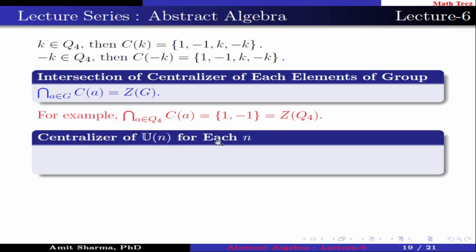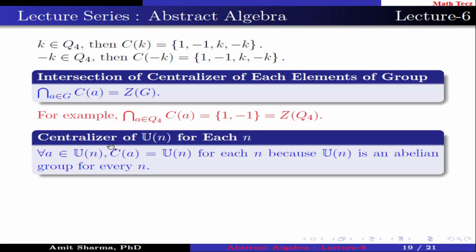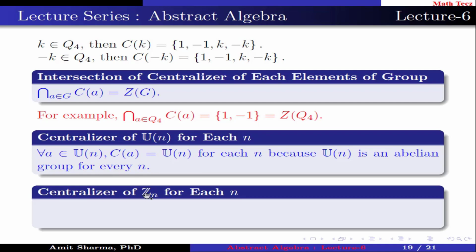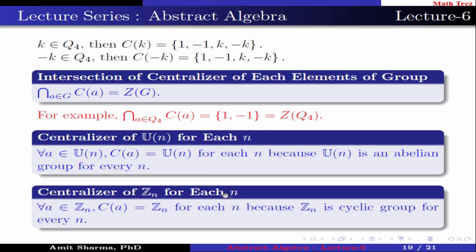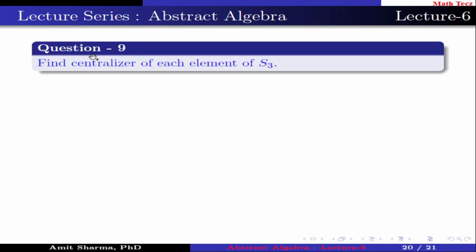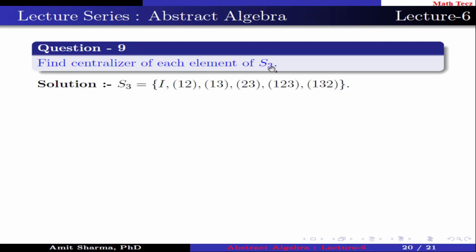Centralizer of Un for each n. For all a belongs to Un, the centralizer of a is Un for each n, because Un is an abelian group for every n. Centralizer of Zn for each n. For all a belongs to Zn, the centralizer of a is Zn for each n, because Zn is a cyclic group for every n. Question number 9: find the centralizer of each element of S3.